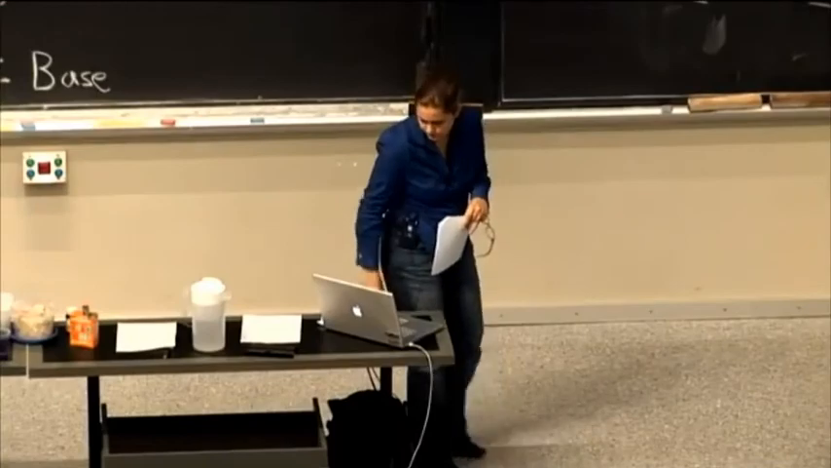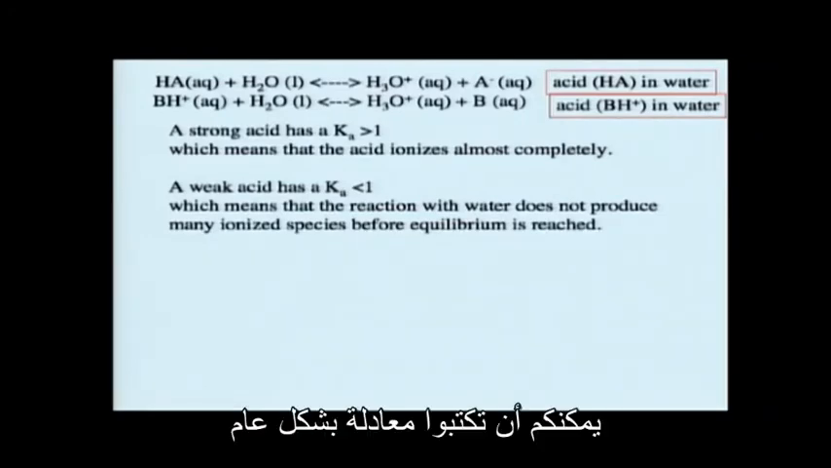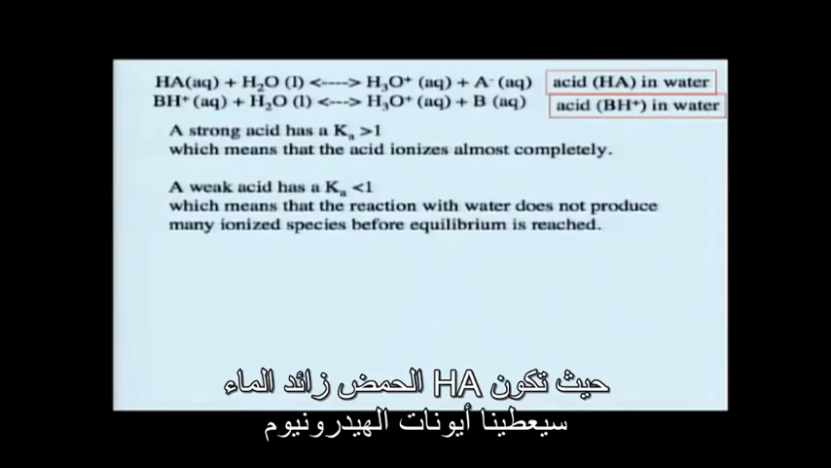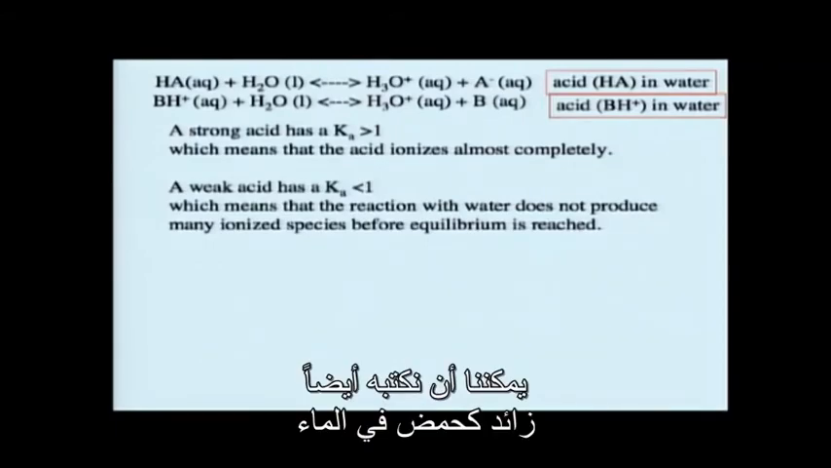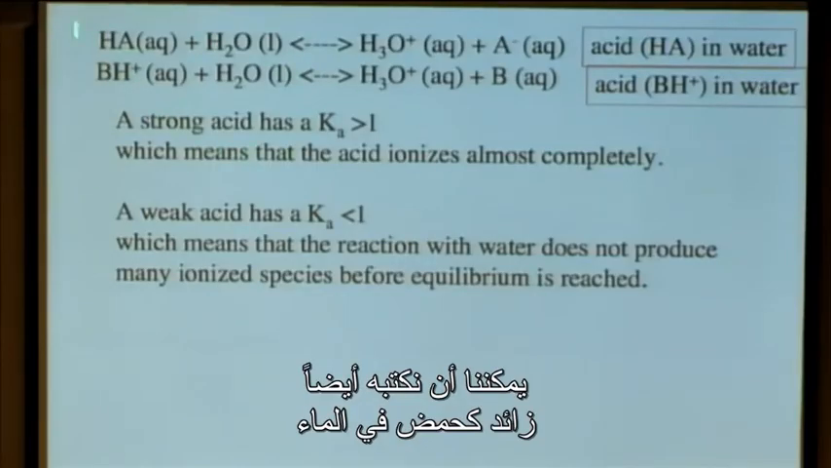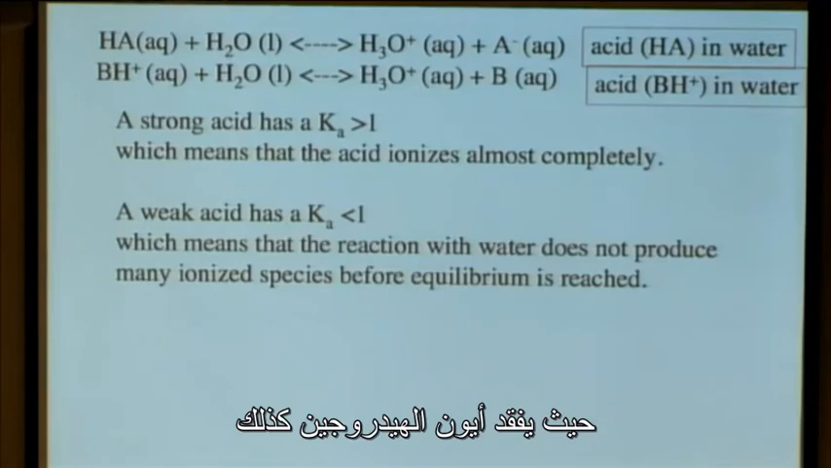So here then, we can write equations generically for acids and bases. You can write an equation generically, HA being your acid, plus water goes to hydronium ions, and the conjugate base of the acid, which is A minus. So this is an acid HA in water. We can also write it as HB plus as an acid in water, going to hydronium ion concentrations, and the conjugate base. It's lost its hydrogen ion as well.